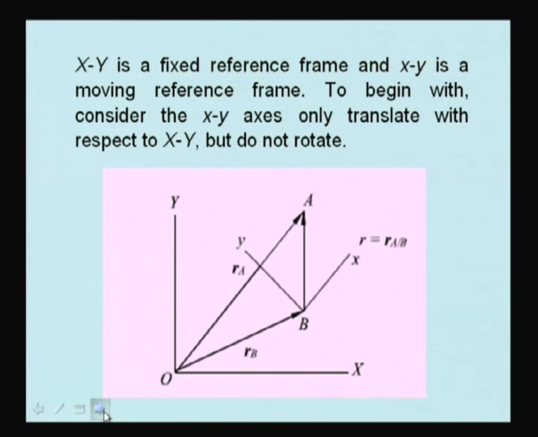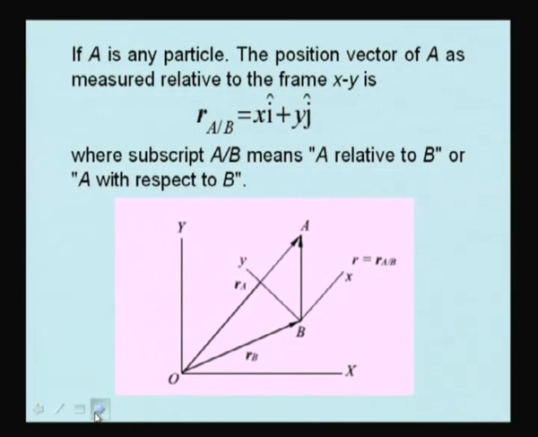Now, this case becomes quite simple. If A is any particle, the position vector of A as measured relative to the frame x y is R_A/B equal to x i plus y j, where subscript A/B means A relative to B, or A with respect to B.